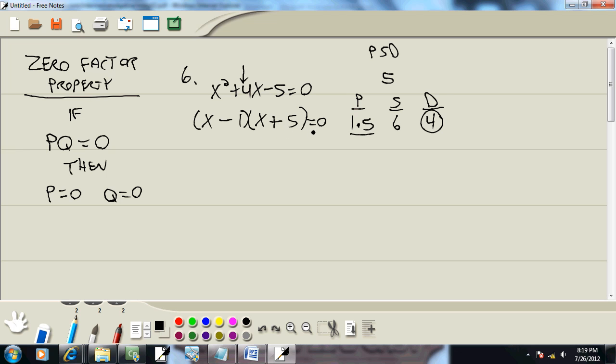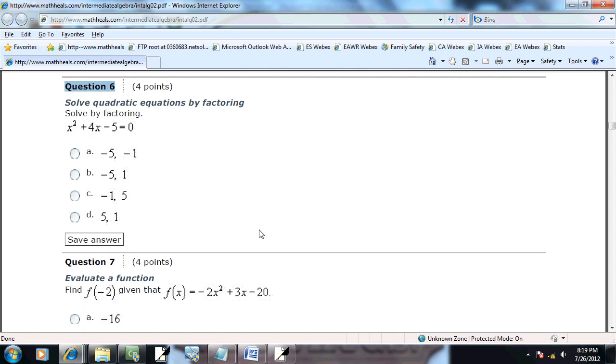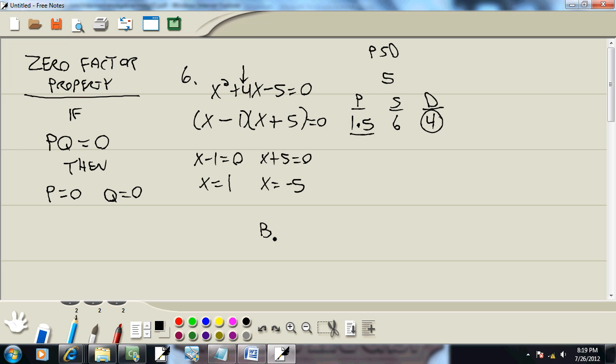Okay, so zero factor property. It says you get 0 on one side, you factor the other side, you set each factor equal to 0. So I'll set x minus 1 equal to 0, and x plus 5 equal to 0. And solve it, I get x equals 1, and x is equal to negative 5. So 1 and negative 5. Looks like B as in Bill would be our answer.